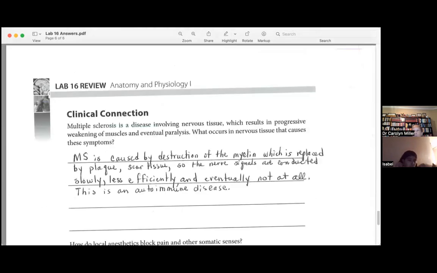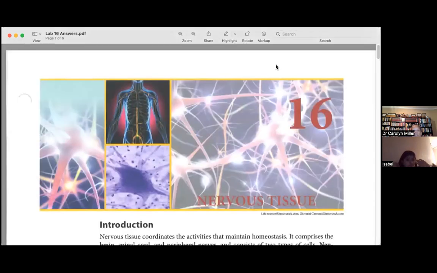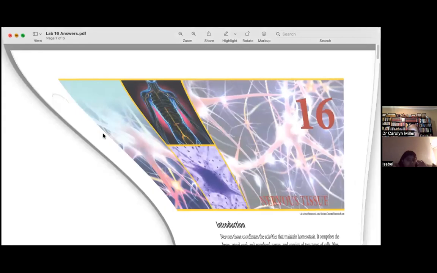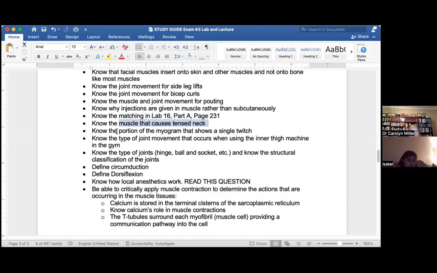And this was only lab 16. Don't forget, it's 13, 14, 15, and 16 on the exam. The muscle that causes a tense neck is the platysma. I just showed you the myogram. I showed you the single twitch, wave summation, unfused tetanus, and fused tetanus.